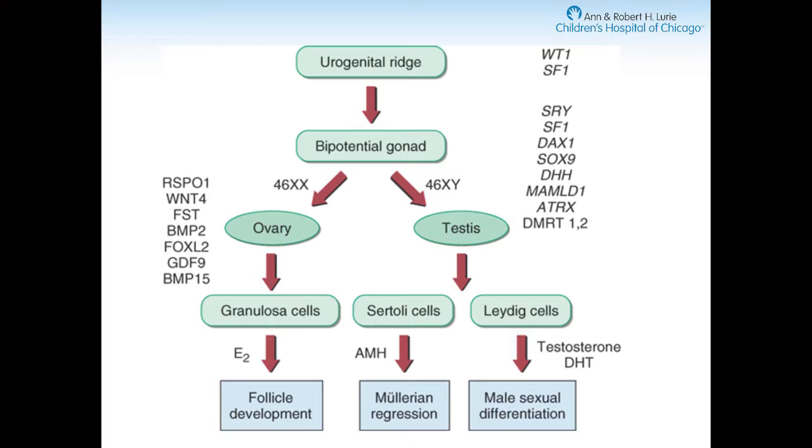But once that bipotential gonad forms either into an ovary or a testis, then the ovary has granulosa cells, which make estrogen and cause follicle development. The testis has Sertoli cells, which make a hormone called anti-Müllerian hormone, and that causes regression of Müllerian structures. We'll see them again in a minute, but those are structures that become what you typically think of as female internal structures, like the uterus and the upper portion of the vagina. But in males, they make the anti-Müllerian hormone to make all of those structures regress or go away. And then they also have Leydig cells, which make testosterone and dihydrotestosterone, and that causes stabilization of typical male internal genitalia and then further development on the outside.